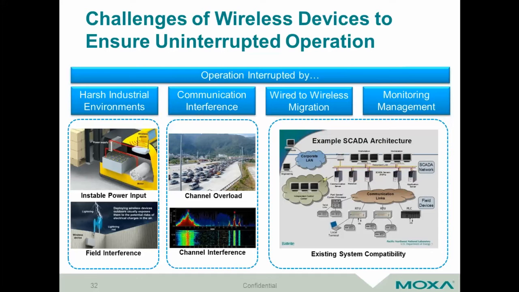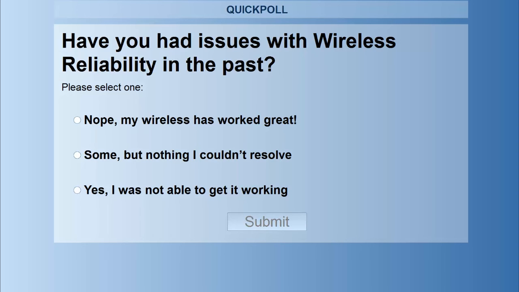And with that, we've got another poll question for you before we go into some of these reliability issues. For those of you who have used wireless, and this can be any wireless, not just Wi-Fi necessarily, how many of you have actually had issues with wireless reliability? Our choices are: nope, my wireless has worked great, I have no complaints; some, but nothing that I couldn't resolve; and yes, unfortunately, I was never able to get my wireless working because of some of the issues that we've had in terms of reliability.